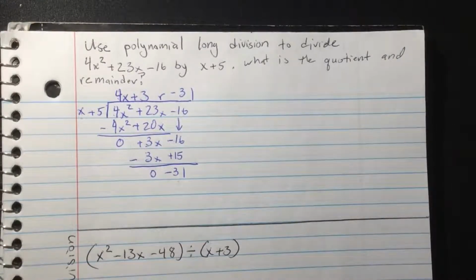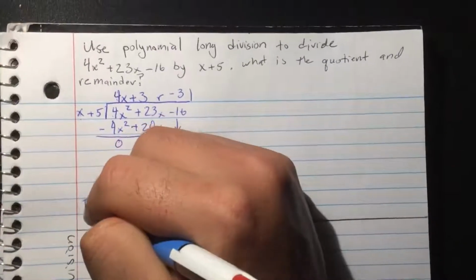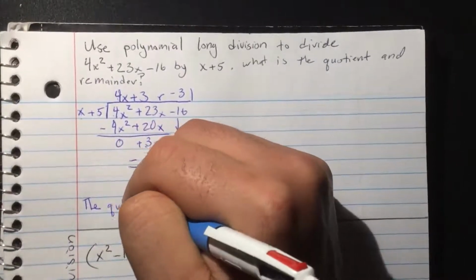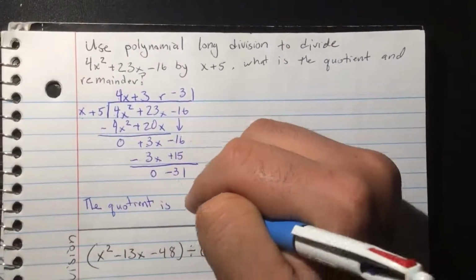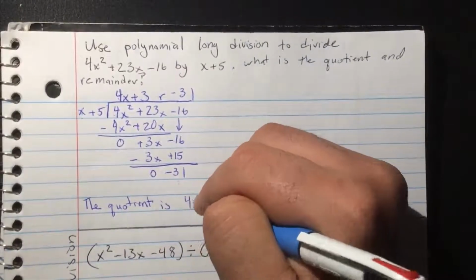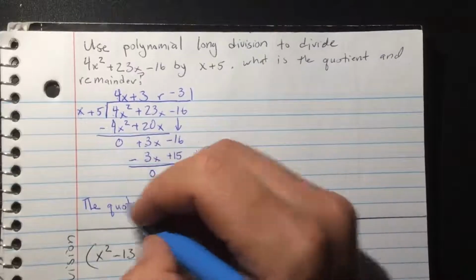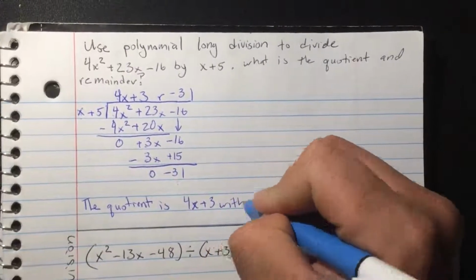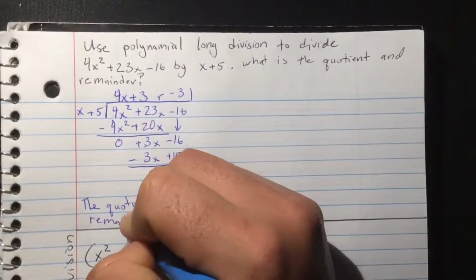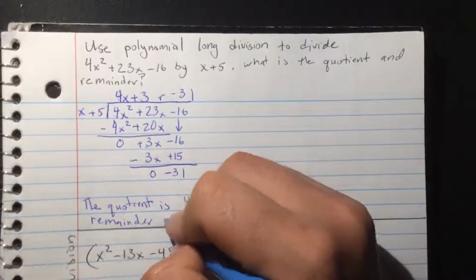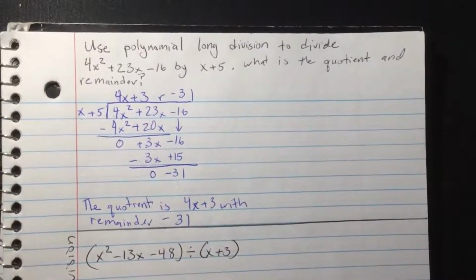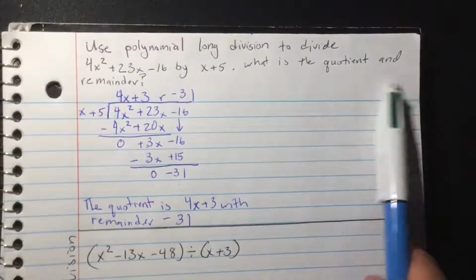So that means that the quotient is 4x plus 3, with remainder negative 31. And that's what the question was asking, right? What is the quotient and what is the remainder?